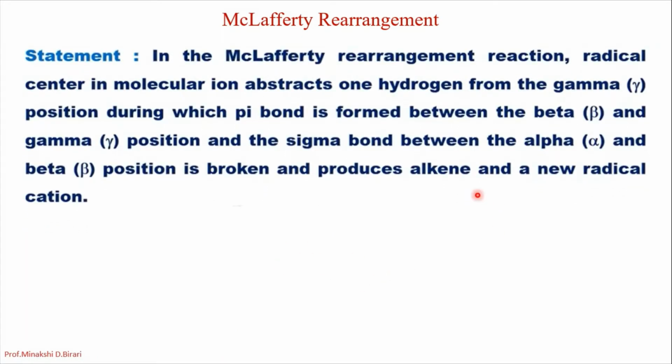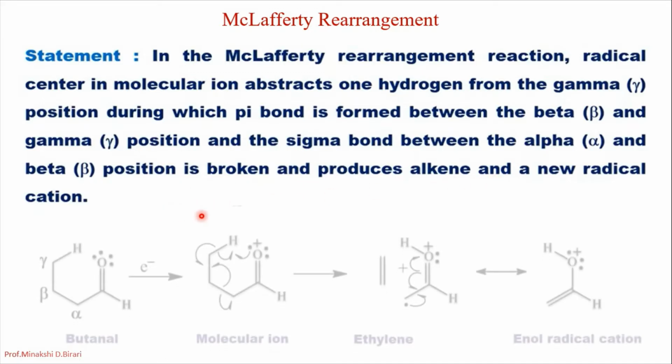Now, what is the statement of McLafferty rearrangement? In the McLafferty rearrangement reaction, the radical center in the molecular ion abstracts one hydrogen from the gamma position, during which a pi bond is formed between the beta and gamma position, and the sigma bond between the alpha and beta position is broken and produces an alkene and a new radical cation.